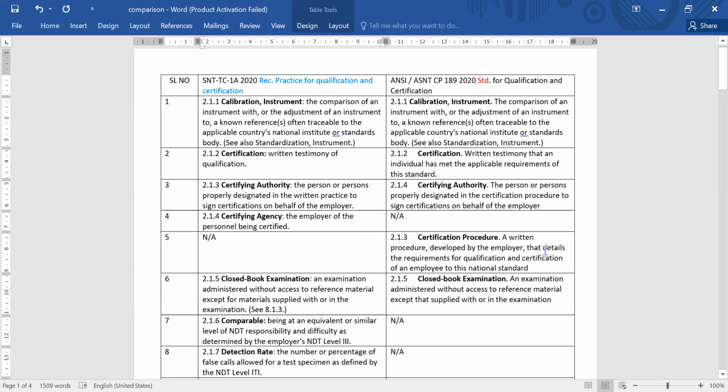Certification procedure: a written procedure developed by the employer that details the requirements of qualification and certification of an employee to the national standard. Closed book examination: an examination administered without access to reference material, except for material supplied with or in the examination. Same thing for both.